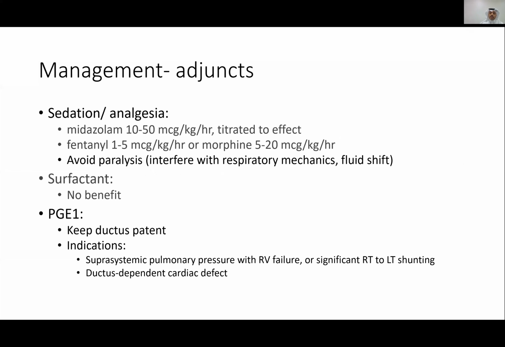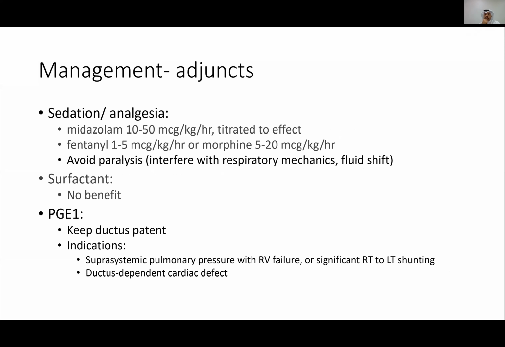Again, back to sedation analgesia, you want to give sedation. Options are midaz or fentanyl or morphine. You want to avoid deeply sedating those babies, and you want to avoid paralyzing them. What about surfactant? There's no benefit to support surfactant. What about prostaglandin E1 to keep the ductus open? This is a good drug if you need it.